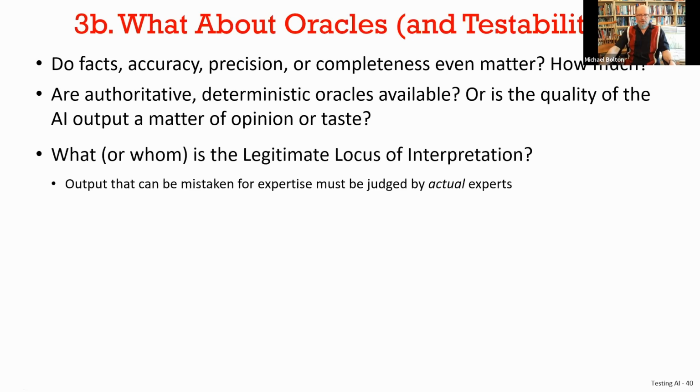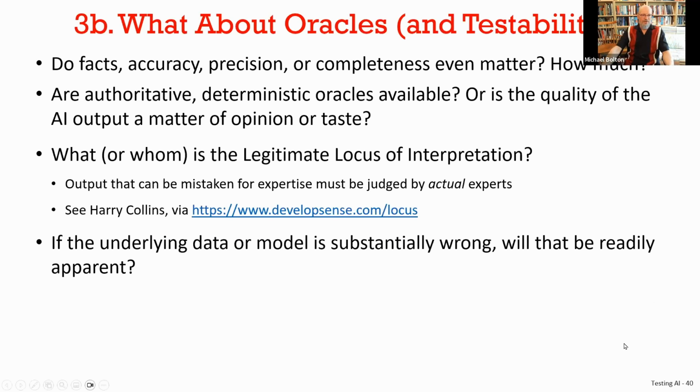There's a fancy set of words for you: the legitimate locus of interpretation. The legitimate locus of interpretation means who gets to decide. And here's the thing: if we're using LLMs for expert purposes, the output that can be mistaken for expertise has to be judged by actual experts in that domain. And I've provided a helpfully compact link here. It's linked off my website, and it goes to Harry Collins's site, where he describes what the legitimate locus of interpretation is. If the underlying data or model is wrong, will that be easy to see?